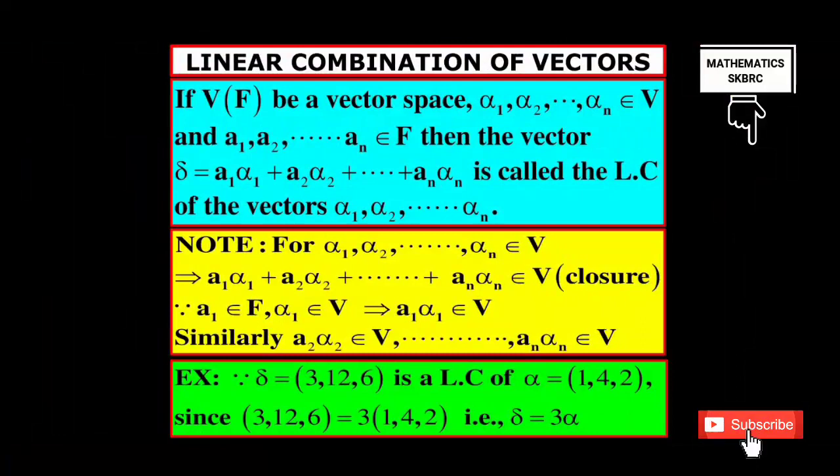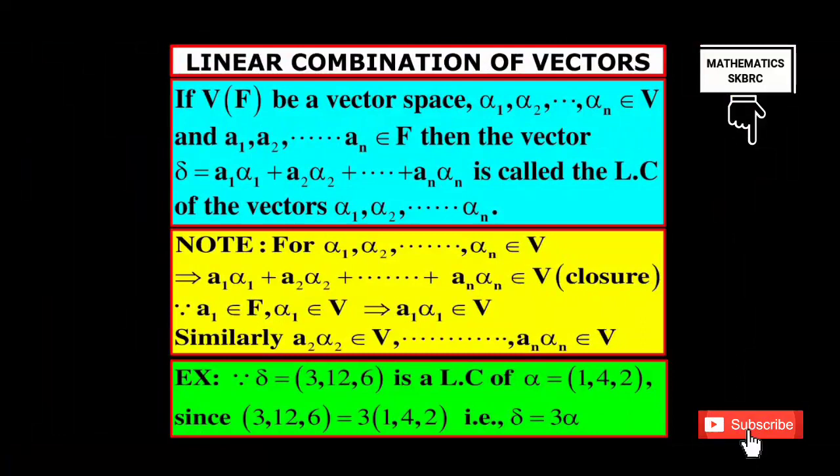Here alpha 1, alpha 2, and so on alpha n belong to V and a1, a2, and so on an belong to F. Since V is a vector space, by using scalar multiplication, a1 belongs to F, alpha 1 belongs to V gives a1 alpha 1 belongs to V. Similarly, a2 alpha 2 belongs to V, a3 alpha 3 belongs to V, and so on an alpha n belongs to V. By using the closure property, a1 alpha 1 plus a2 alpha 2 plus and so on an alpha n belongs to V, that gives delta belongs to V. This indicates that a linear combination is a vector.